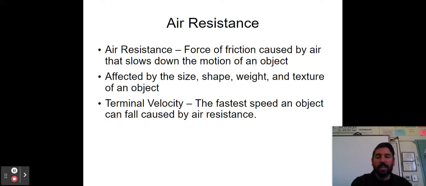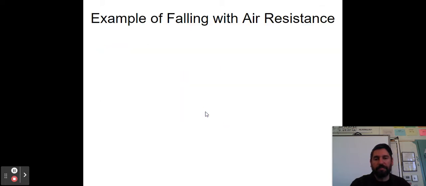Terminal velocity is the fastest speed an object can fall caused by air resistance. So if you drop something, like a piece of paper or a feather, it doesn't keep accelerating. It hits a terminal velocity and it stops speeding up, and it just kind of floats at that same speed as it falls the rest of the way down. So most things will hit a terminal velocity as they're falling. And once again, it depends on all those things.